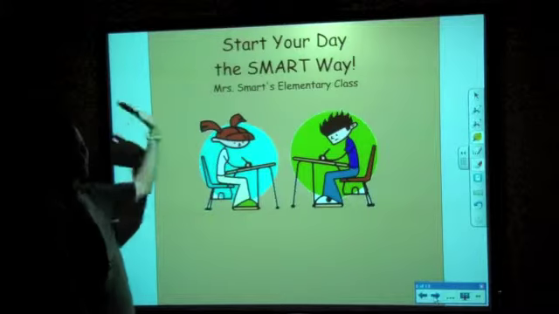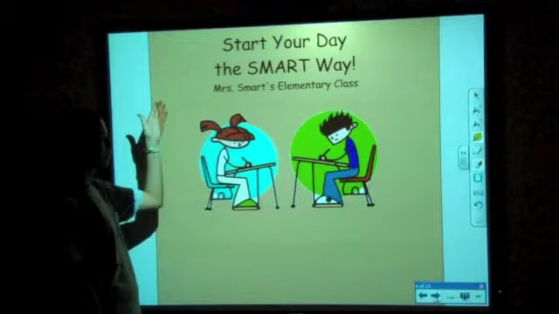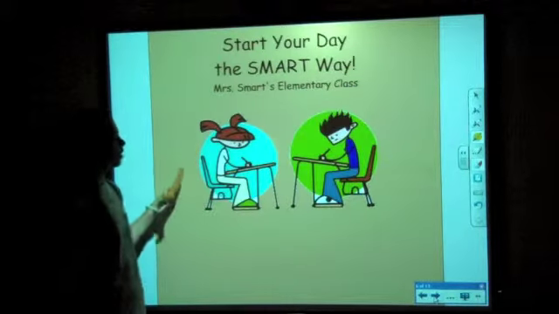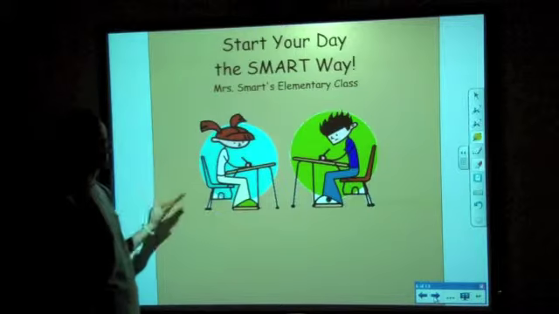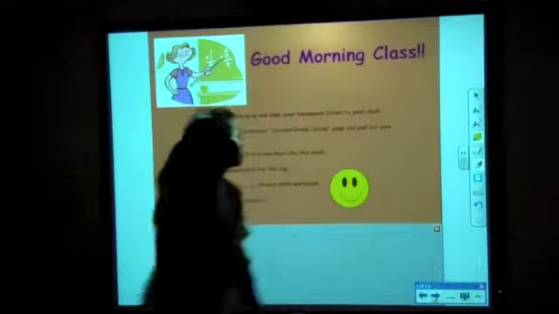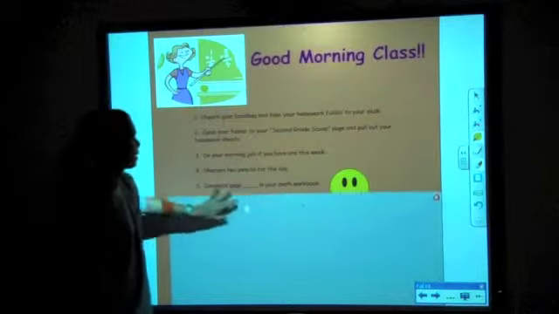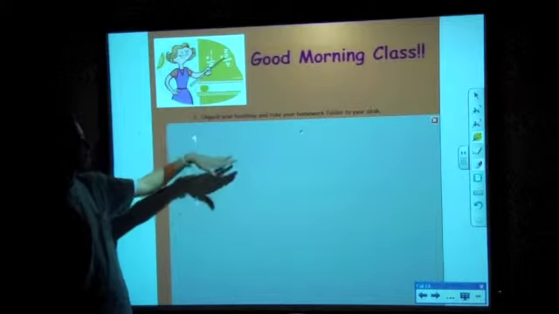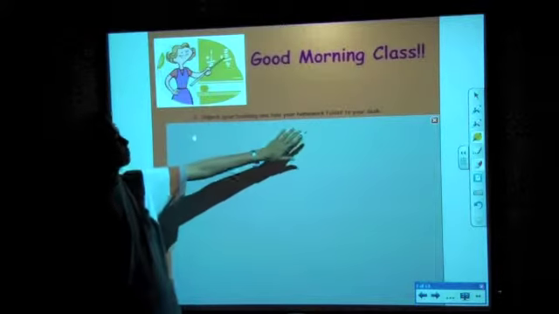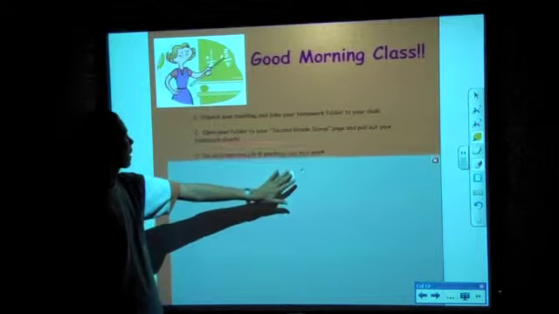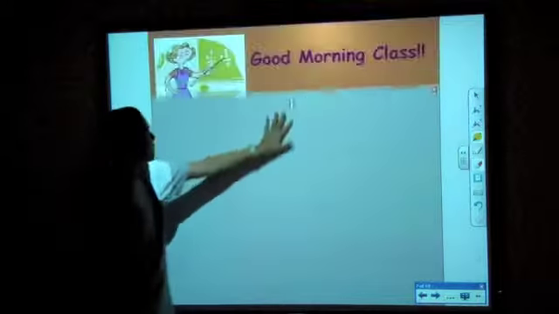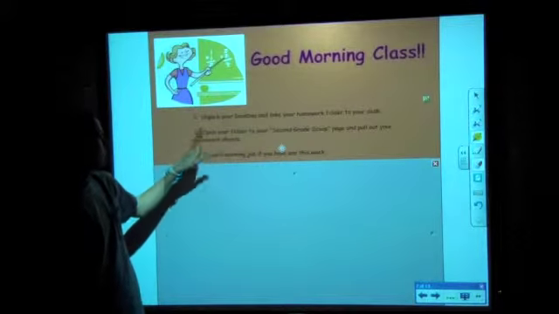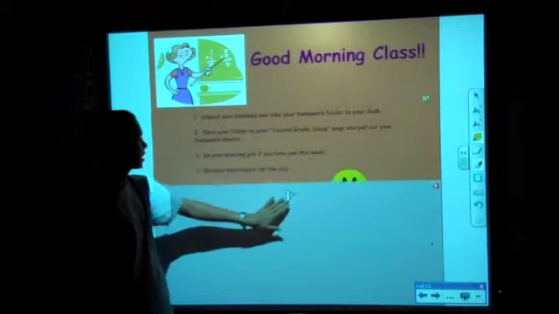This is the beginning of our presentation, Start Your Day the Smart Way, and we tailored it to elementary class since 59% of the students in our class are wanting to be elementary teachers. This is our next slide. This is just a little tally of what we need to be doing. The children can unpack their book bags, take out their homework. They could open their folders to a certain page in their textbook.